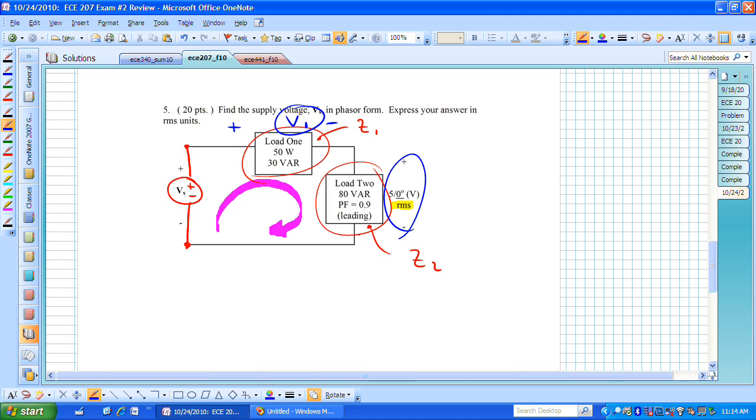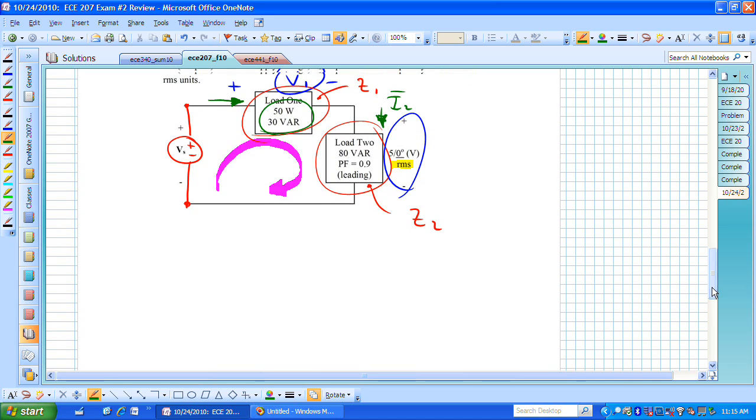Once we have the complex power associated with load 2, we can use that together with the voltage and the definition of the complex power to find the current. And if we find that current, let's say that's I sub 2 bar, well, that current flowing there is exactly the same as this current since they're both connected in series. If we have this current and we know this particular complex power, we can solve for V sub 1. And that's the strategy that I will use.